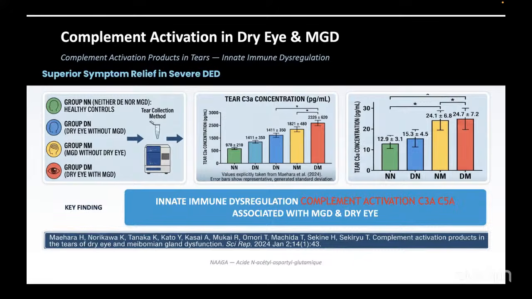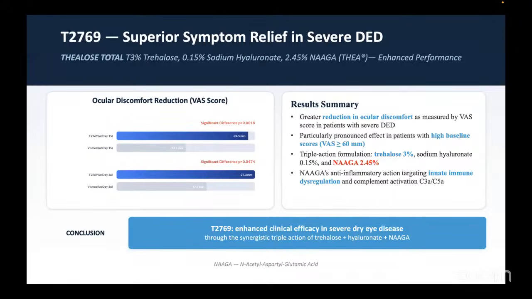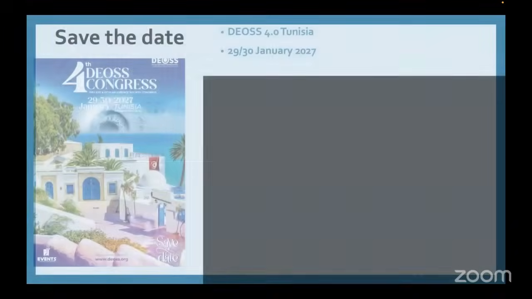Then complement activation plays a role in innate regulation of the ocular surface associated with MGD and dry eye. And it's a way to consider NAGA as one of the treatments of dry eye disease associated with this inflammation. And this nice study conducted by Thea, with the association of trehalose, sodium hyaluronate, and NAGA, was very effective in the symptoms and signs of dry eye disease and MGD.